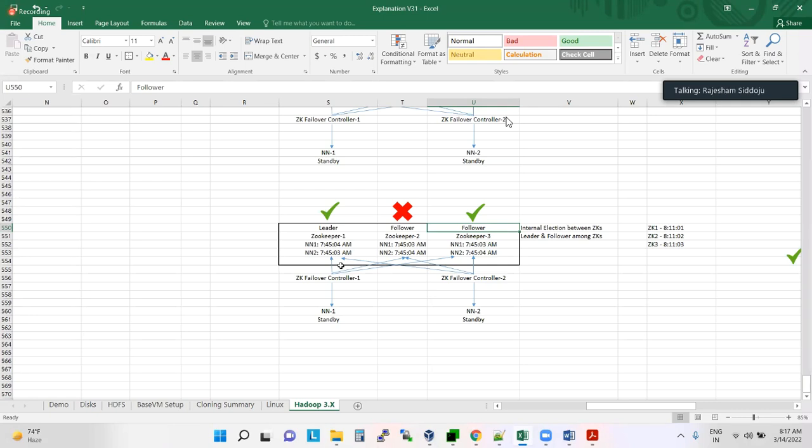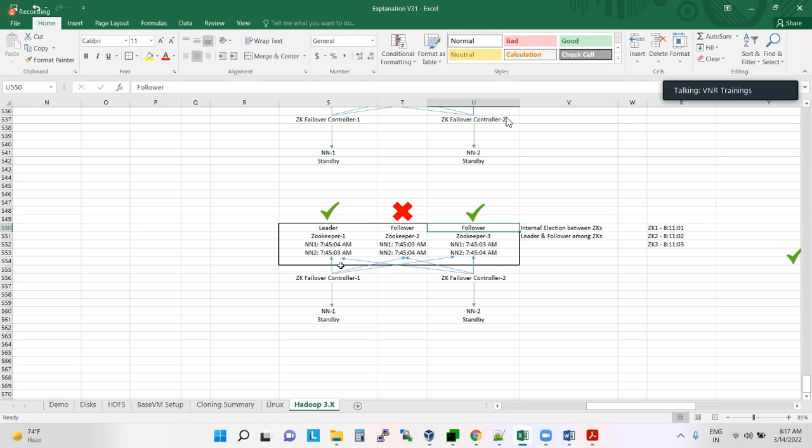Yes, sir. We'll follow the leader. Just follow the leader rule actually. So when there's a tie scenario, to whomever the leader selects, that guy will become active. Understood? Yes. Understood or not?